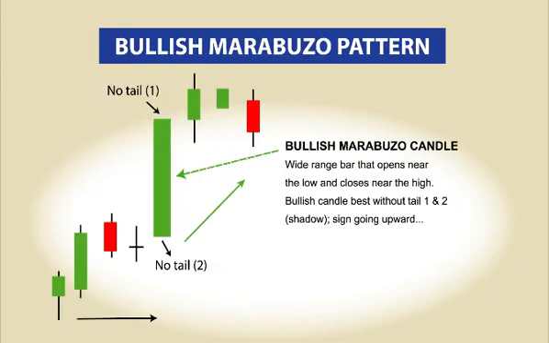Bullish Marubozu pattern. A wide range bar that opens near the low and closes near the high. A bullish candle, best without a tail or shadow, 1 and 2, signaling upward movement.